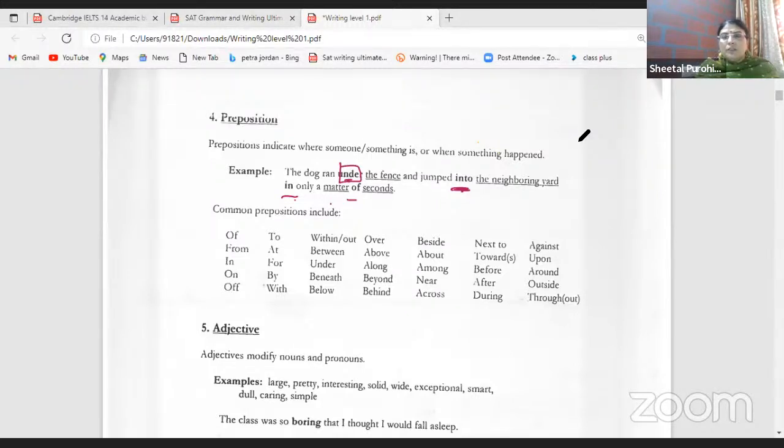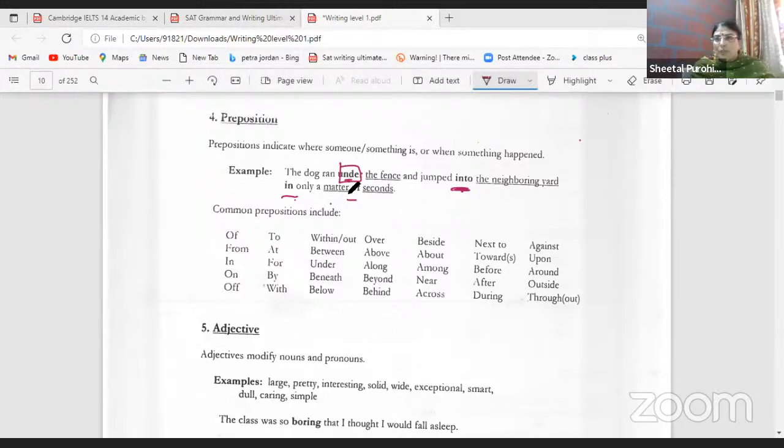Please repeat. See, the object of a prepositional phrase cannot be the subject of the sentence. Written? Now, the next thing is how to find the object. First, we'll find the preposition. In this particular sentence, under is a preposition. So I'll ask the question: under what? Under the fence. So from under till fence is the prepositional phrase.